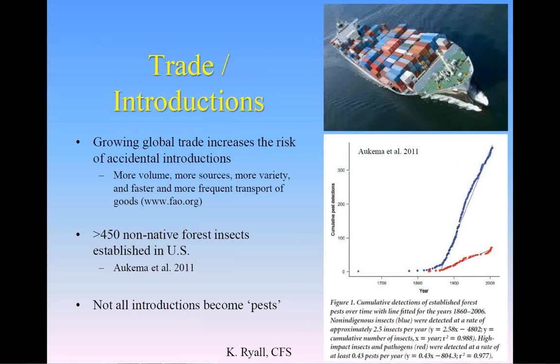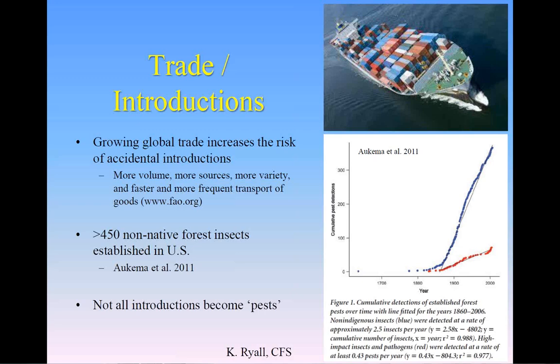Over 450 non-native species are now established in the U.S. And there's a graph on the right showing the insect introductions in blue and the pathogen introductions in red, starting to pick up really in the 1800s, but really increasing in the late 1900s and now into the last few years. On average, it's about 2.5 insects per year getting introduced to North America.